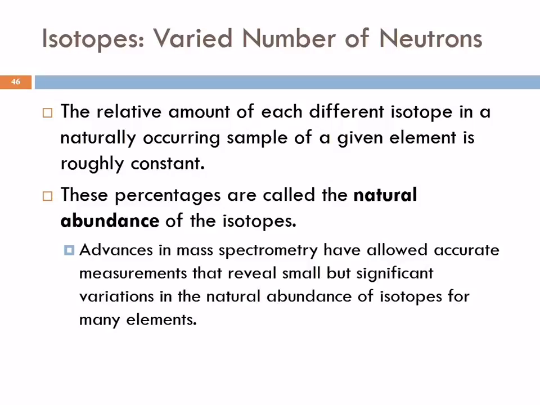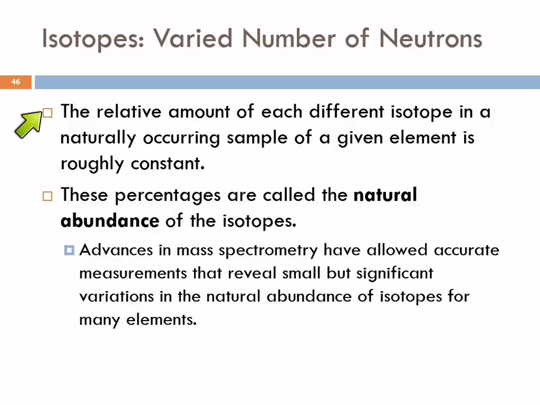What exactly is an isotope again? Isotopes is when you have atoms of the same element, and they have different numbers of neutrons. They have the same number of protons, they have different numbers of neutrons. So they're all the same element, and yet there's these little differences.